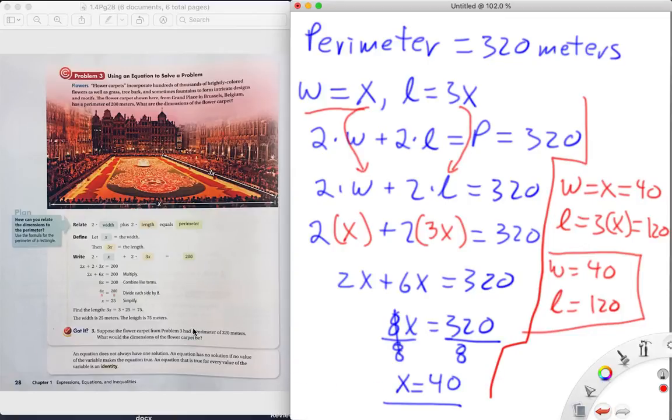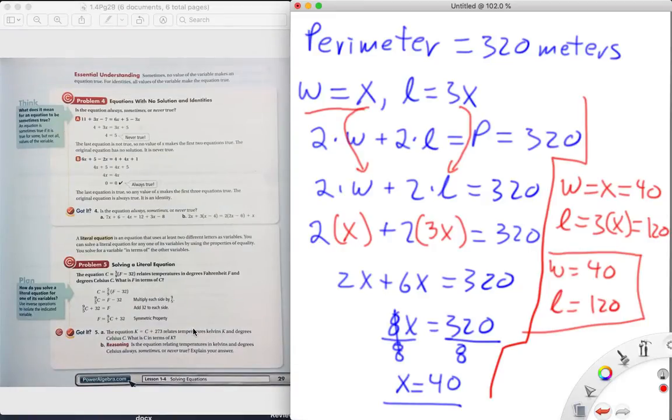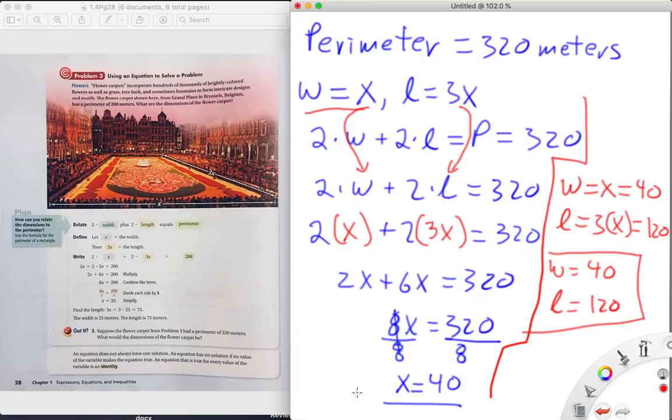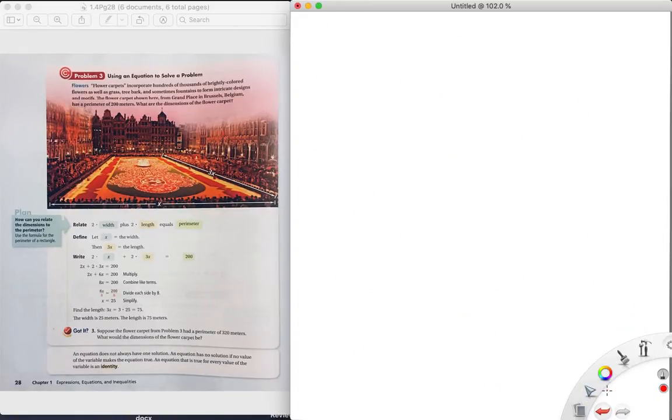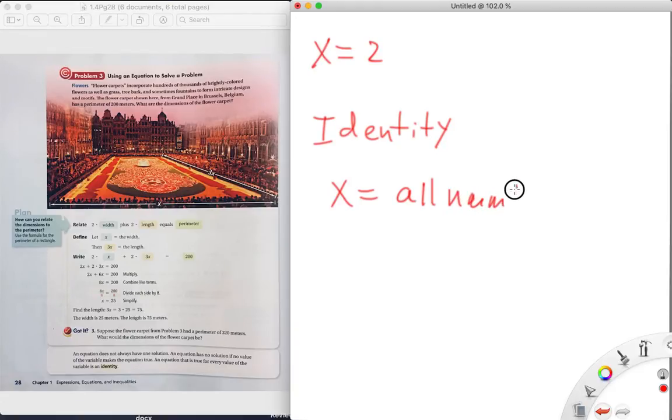Identities and no solutions. So what does an identity mean? When we have an identity, the book says every value for the variable is true. So usually when you have x equals some number, like 2, it's only going to equal that one number. When we have an identity, we can have a situation where x equals all numbers. That is called an identity.